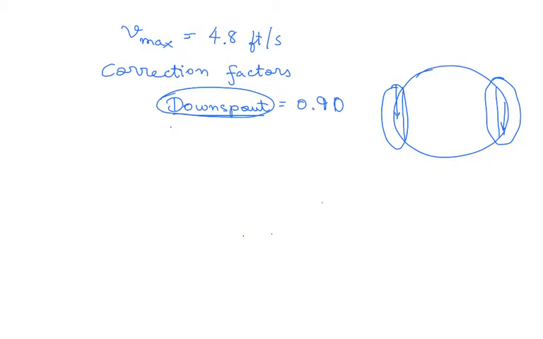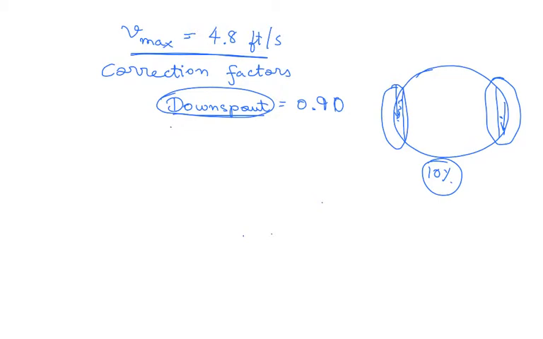The correlation that we found assumed that the vapor is flowing through the whole column cross section. So you have to account for the downspout area. Here I just said, let's say the downspout area is about 10%, then the downspout correction factor will be 1 minus 0.1. That's the area neglecting the downspout.